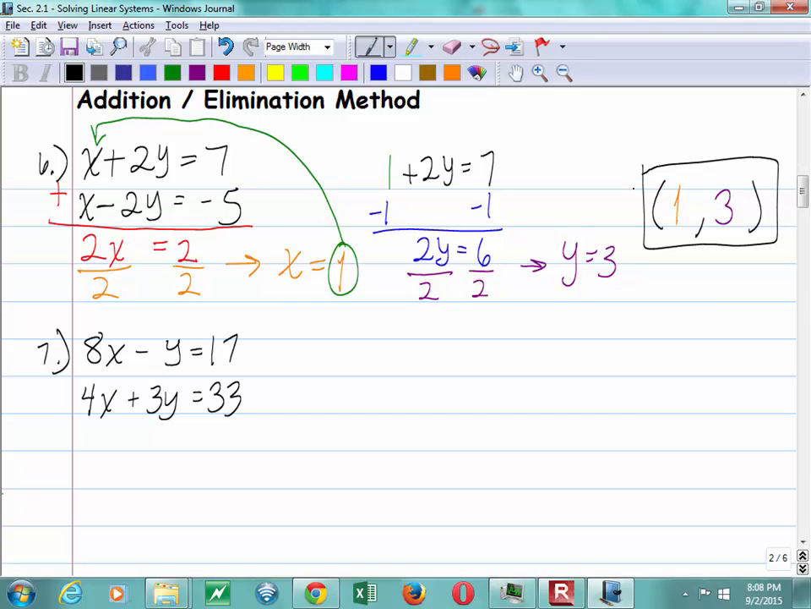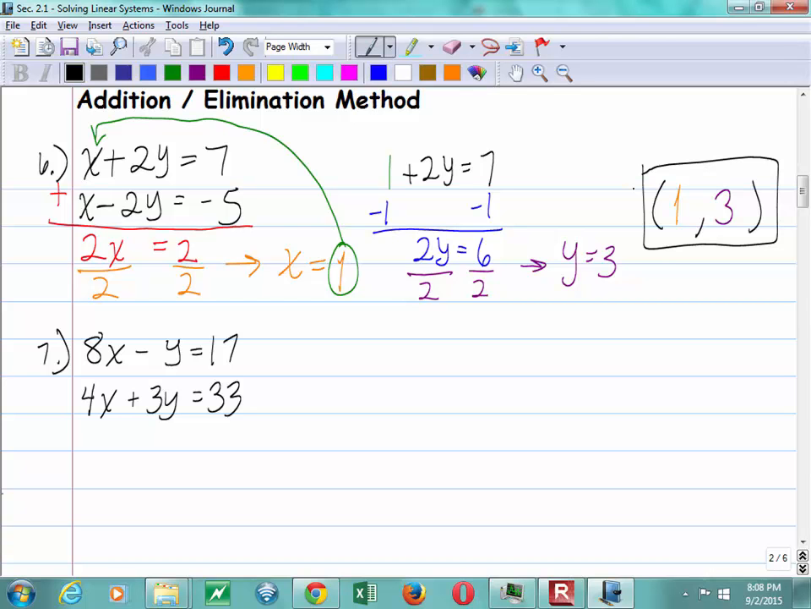Okay, so on number 7, now if we look at this problem, if we just directly add these two equations together like we did on the last problem, none of our variables are going to get eliminated. So before we actually add them, we need to multiply one of our equations by something so that when we then add them together, one of the variables will cancel out.